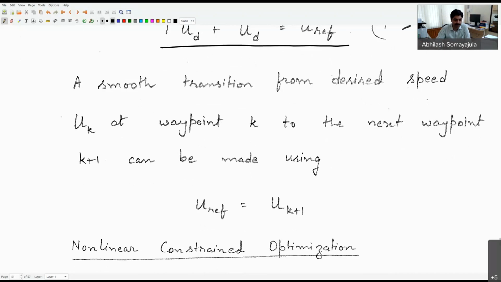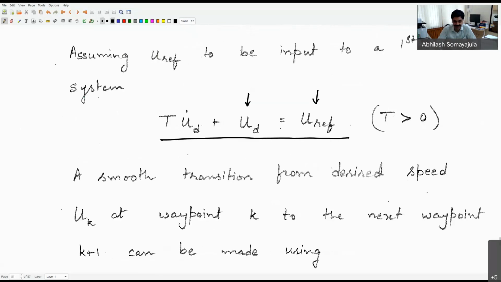Then what I can do is I can specify the moment that a transition happens from waypoint k to the next waypoint k plus 1. I can specify this uref as uk plus 1 as an input, and whatever I am getting as the output, the desired speed, which is slowly varying and going to approach that uref over time, that can be my speed profile in between the waypoints.